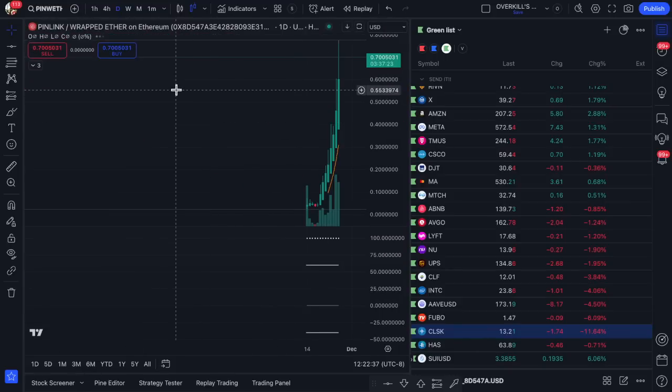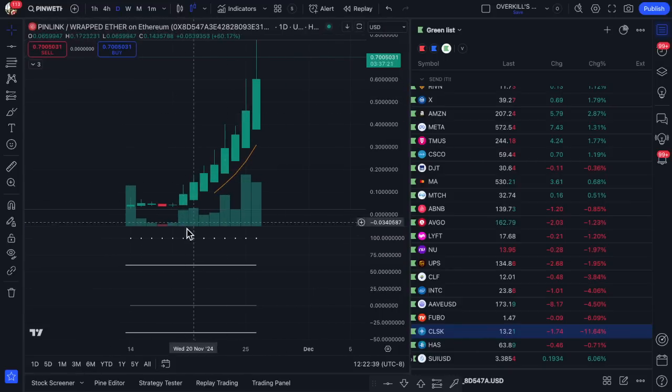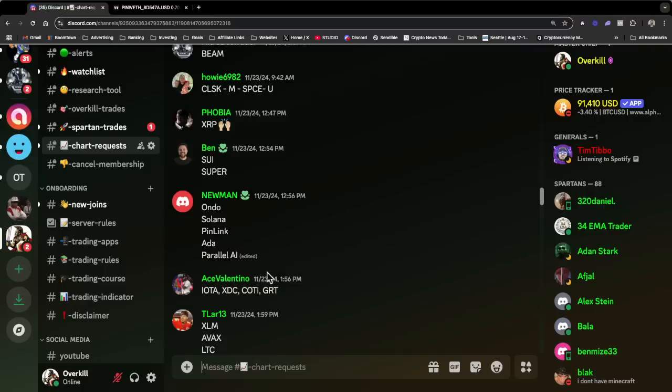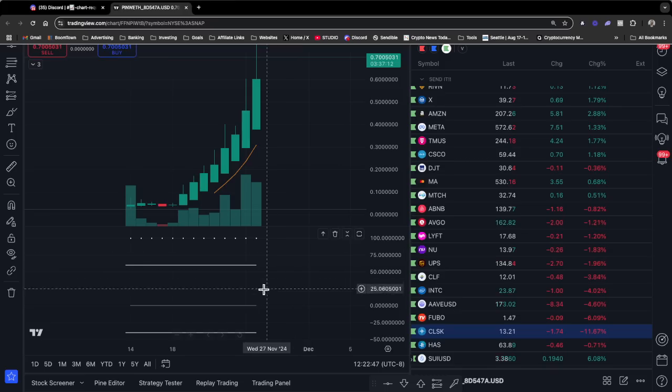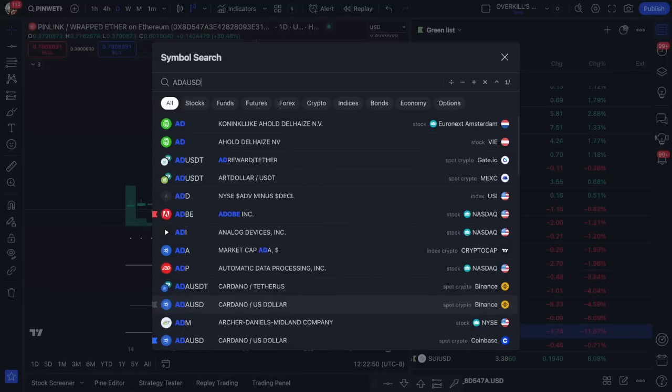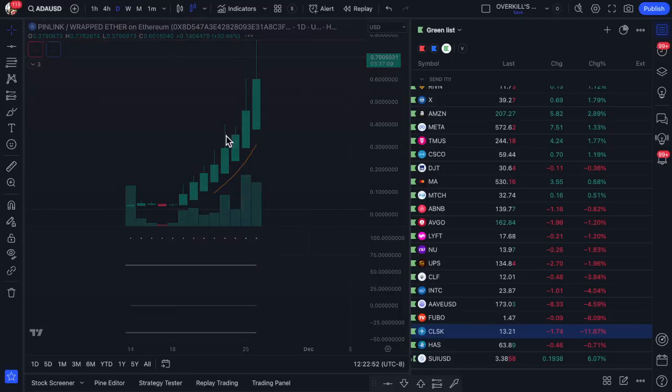Looks like an Ethereum name, just going parabolic here. No, not a lot of data. If it just came out on the 14th, 2 weeks ago, I can't tell you anything. There's no chart data for me. ADA, that one looks like it is just going parabolic, though.